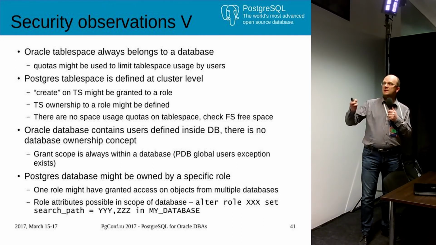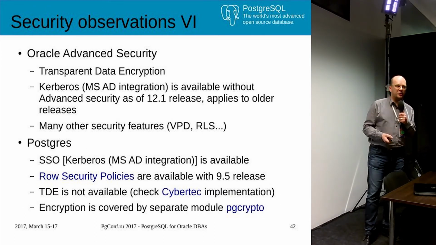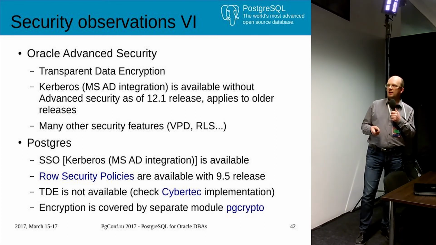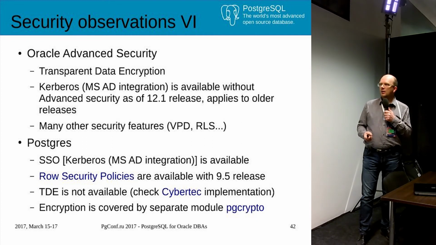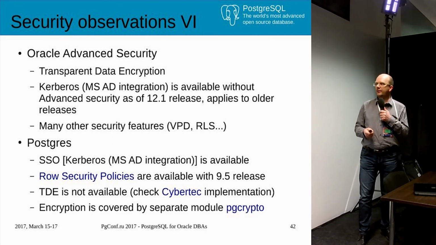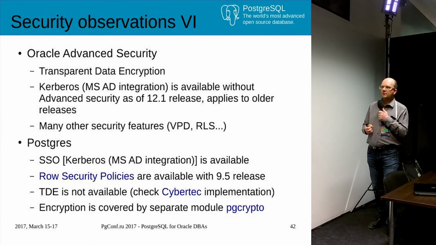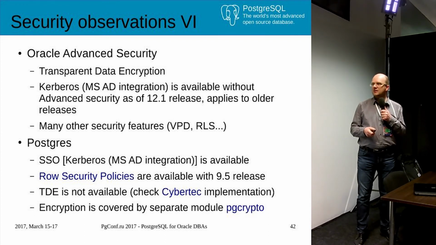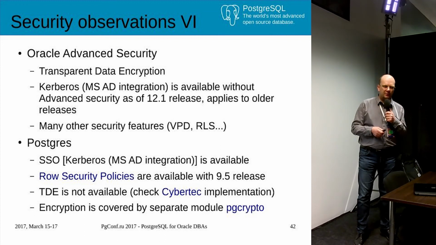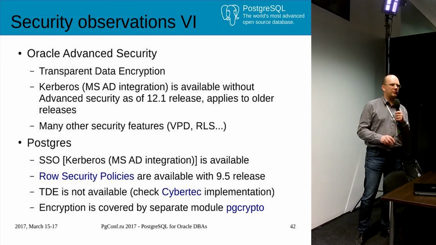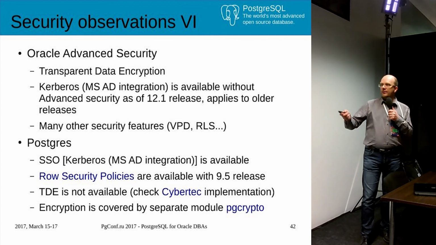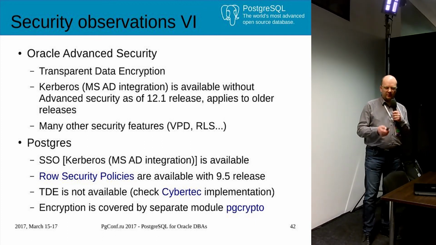Oracle Advanced Security, transparent data encryption, Kerberos integration, and many other features like virtual private database and row-level security cost you some money. With Postgres, you can integrate with Kerberos or Active Directory. Row security policies are almost what Oracle means with row-level security. Transparent data encryption has no equivalent in Postgres, but Cybertec has implemented a small patch, which is not part of the core but publicly available, so you can encrypt your whole database on a disk. I think they've modified only 4 source files of Postgres to have it implemented. And there is an extension called pgcrypto. You can use it to protect your sensitive data.